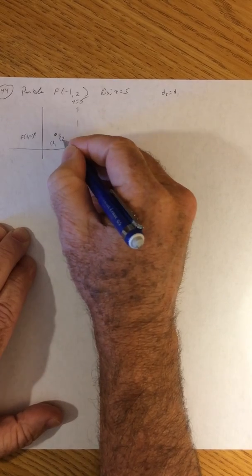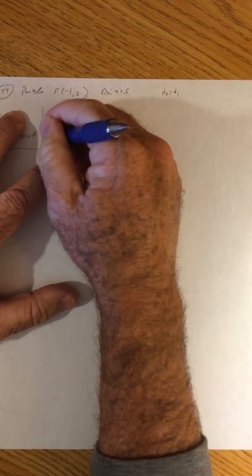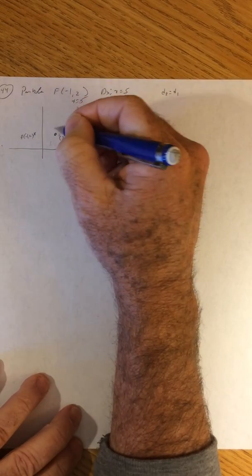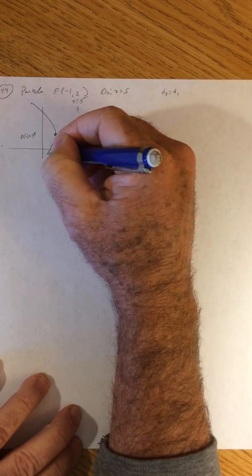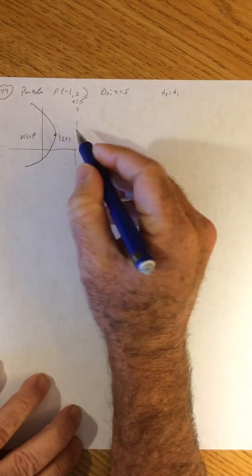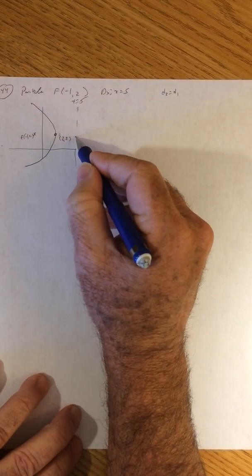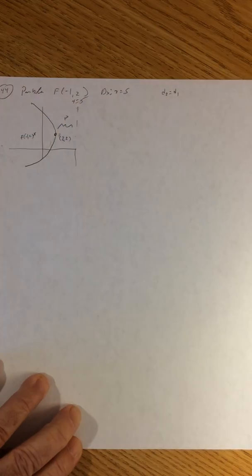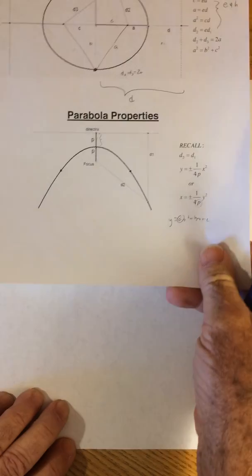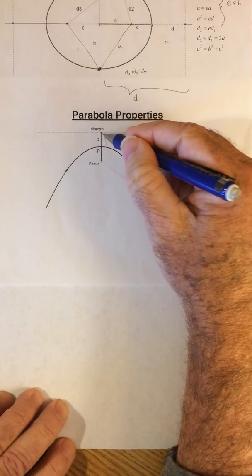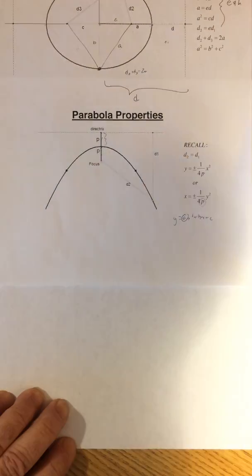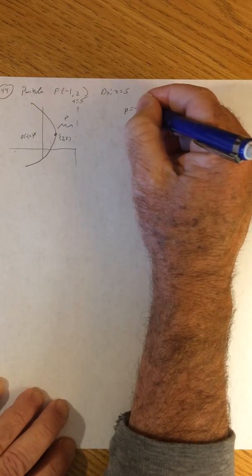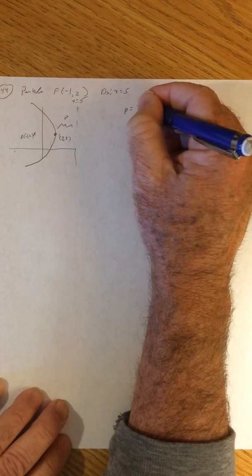So 2, 2. Okay, now for a parabola, it's never going to open into the directrix. It's going to have to open in the other direction. The distance between here and here is 6 units. This was known as P. Let's go back to here. Okay. P is the distance between the directrix and the vertex, or the focus and the vertex. So P for this thing is equal to 3.